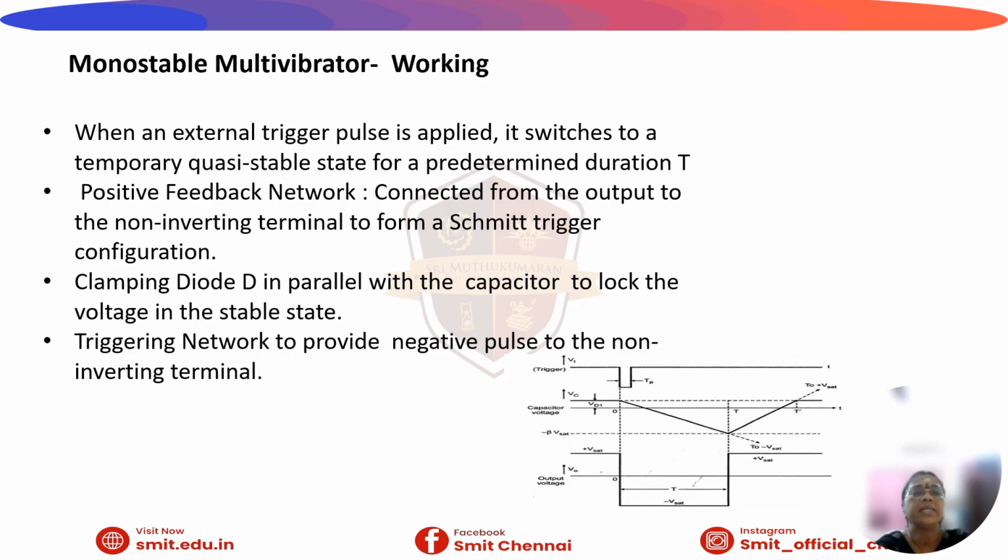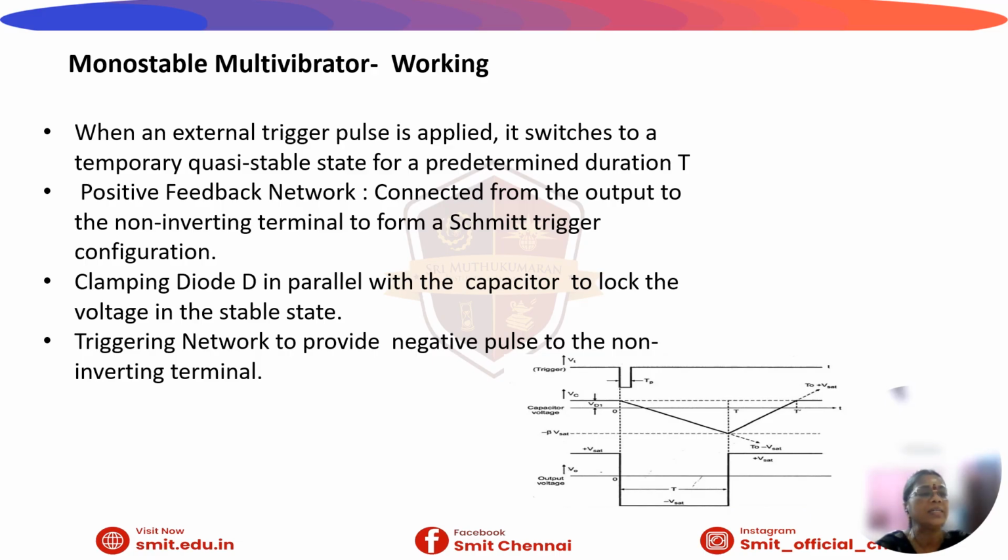Now we will discuss the working of monostable multivibrator. When an external trigger pulse is applied, it switches to a temporary quasi-stable state for a predetermined duration of time period T. The positive feedback network comprises the Schmitt trigger configuration connecting from output to the non-inverting terminal through a voltage divider network. The clamping diode in parallel with the capacitor is used to lock the voltage in the stable state. The triggering network provides a negative pulse to the non-inverting terminal.